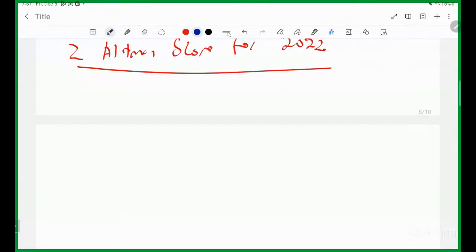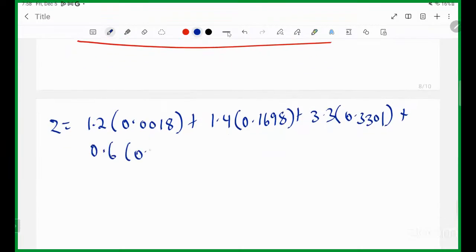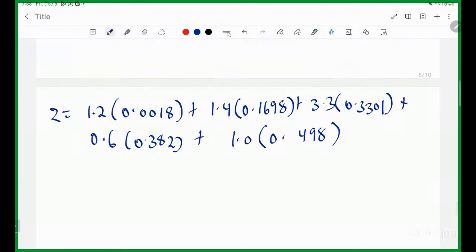Okay, so Z is going to be equal to 1.2 times X1, which for 2022 is 0, plus 1.4 times 0.1698, plus 3.3 times 0.3301, plus 0.6 times 0.382, plus 1.0 times 0.498. Now, just give me an answer for Z.